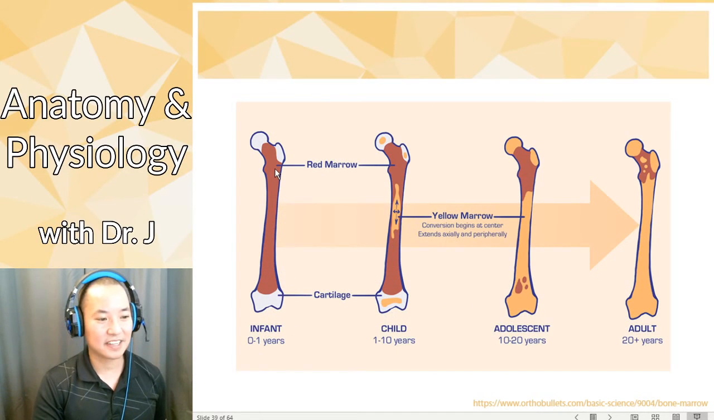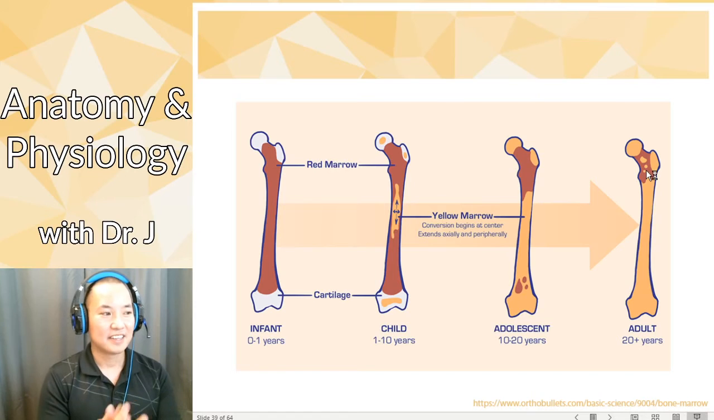So here we have an infant. As you can see, this infant has a lot of red marrow and doesn't really have yellow marrow yet. But during childhood development, you start seeing yellow marrow start to form in the middle. And then in adolescence, you can see the conversion from red marrow to yellow marrow. And by the time you're an adult, you have mostly yellow marrow. You still have red marrow there.